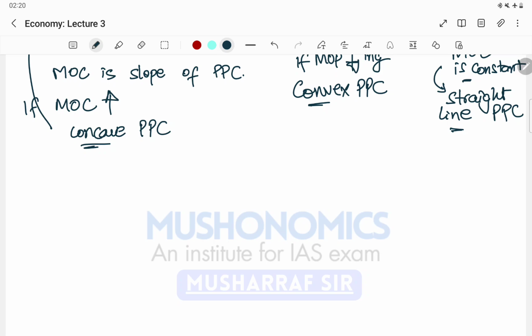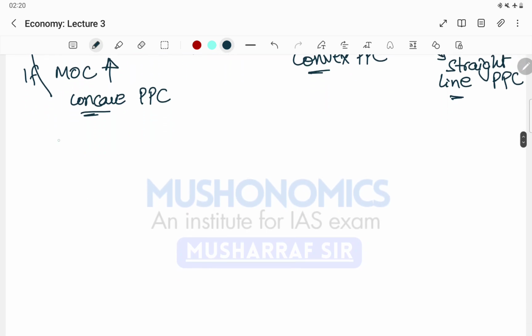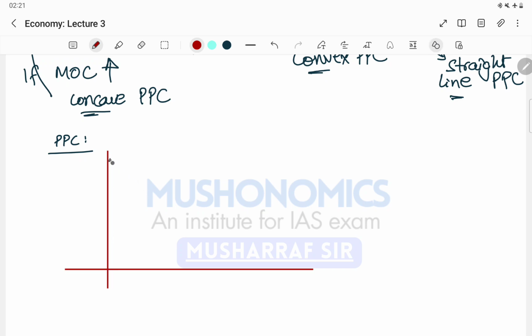Suppose I draw this diagram. I am drawing a random production possibility curve, like this. Okay, so I have drawn this production possibility curve. I am naming some points here. For example, this point is C. This is a point outside the PPC. This is a point Z on the PPC, and this is the point K inside the PPC.